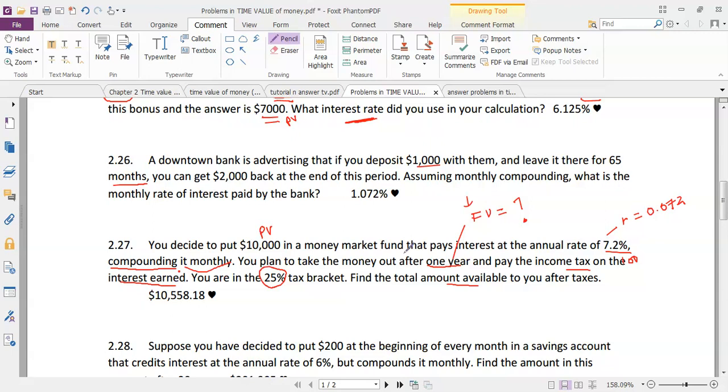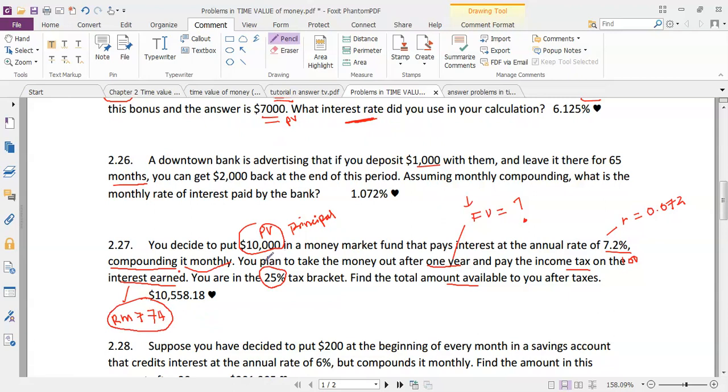Your interest earned is to be taxed 25%. So how do we know how much our interest is? You already know the present value here is the principal amount. What is your interest? The future value that we already calculated before this is 10,774. You just minus the principal amount 10,000. So your interest earned is just RM774.